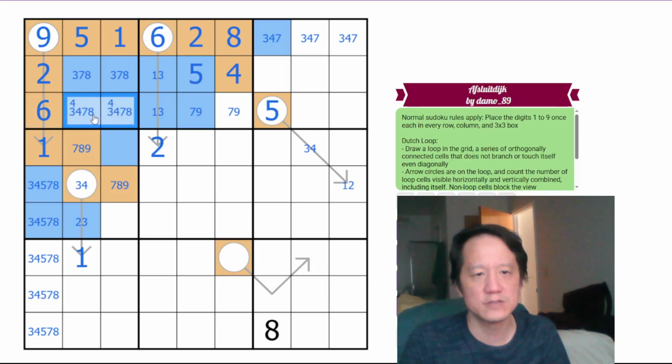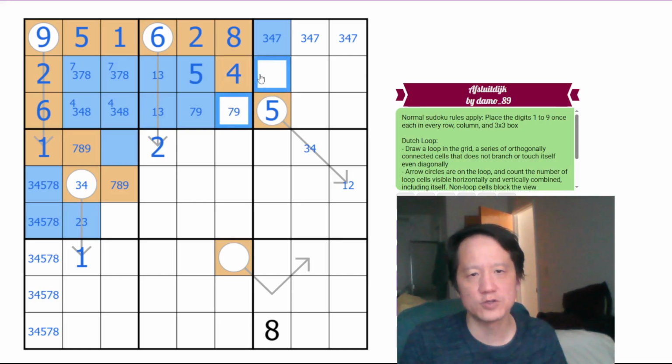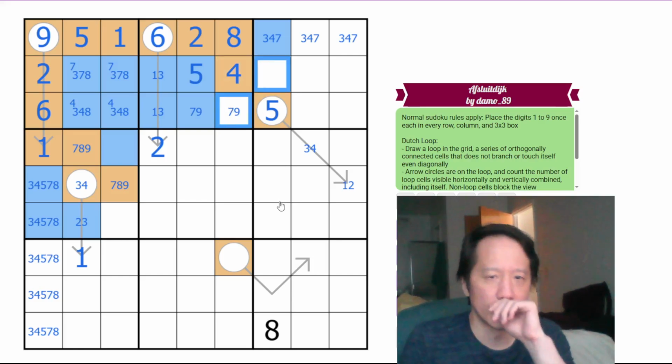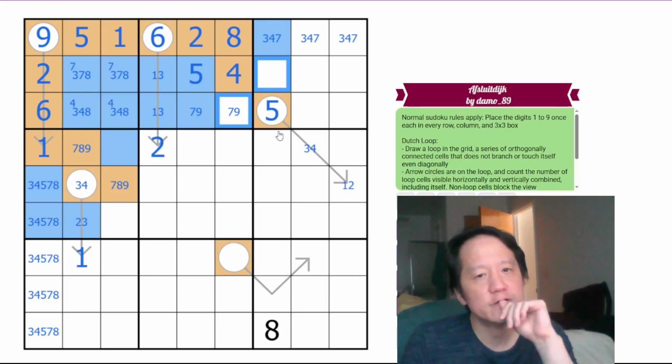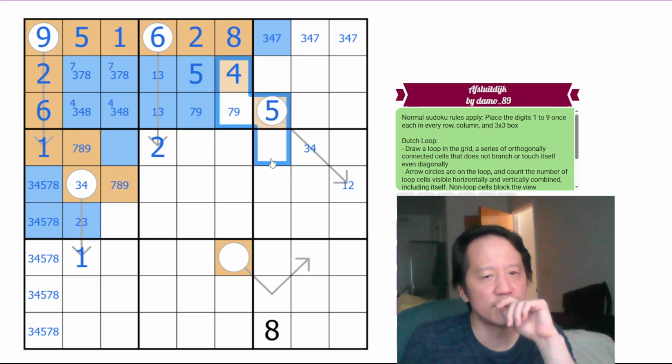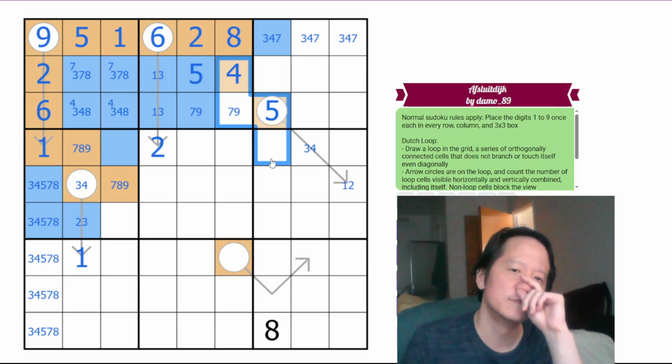These can't be 7 here. So 7 has to be one of these two digits here. One of these is 9. We're not sure which. The 5, where can the 5 go? I guess it could be 959. That is possible.